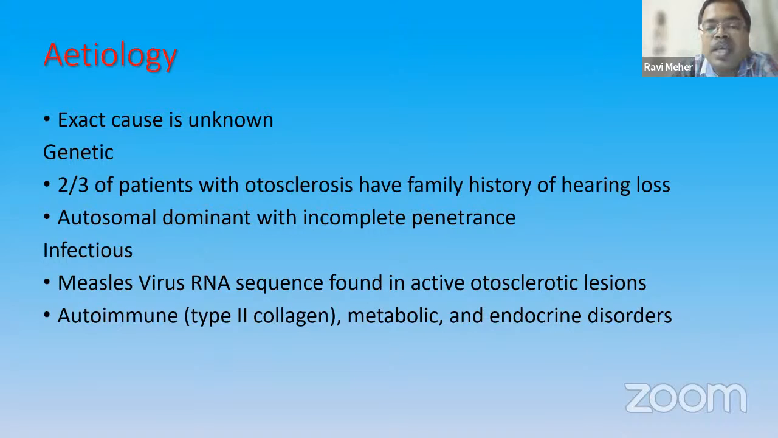a measles virus which actually causes otosclerotic changes, and it is an autoimmune disease which actually leads to metabolic and endocrine disorders. But both of these hypotheses have not been conclusively proven. So what we exactly know right now is that there is a strong genetic component in the etiology of the disease.